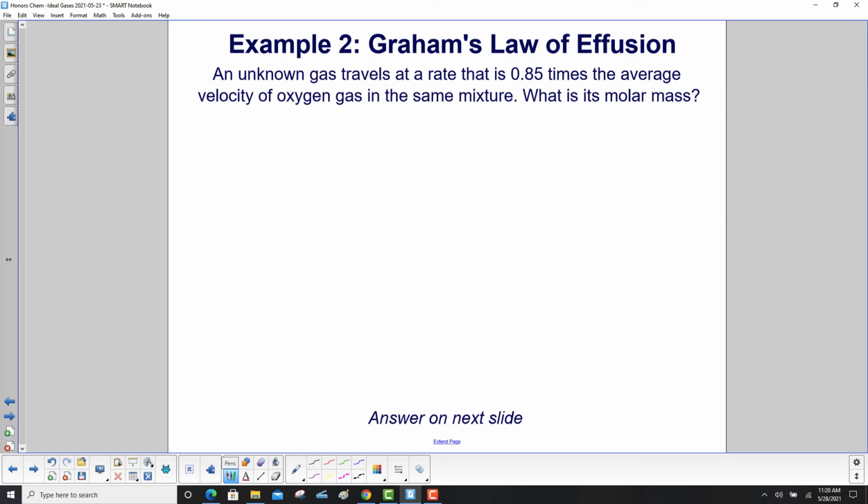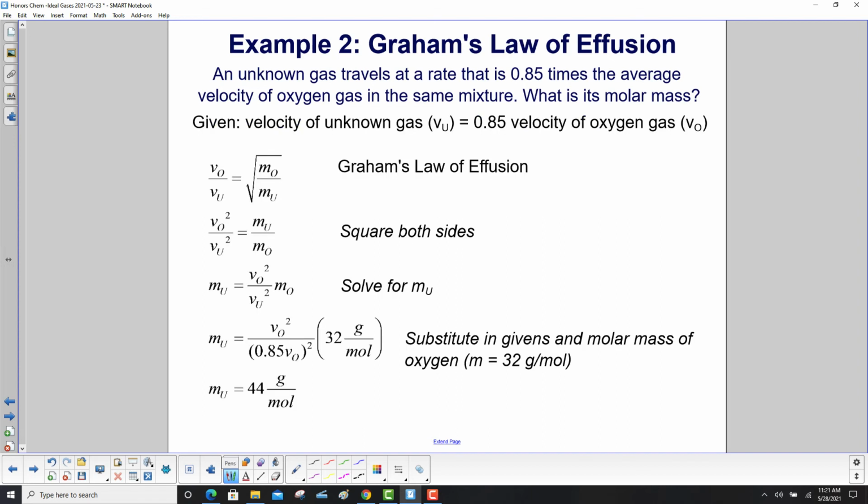An unknown gas travels at a rate that is 0.85 times the average velocity of oxygen gas in the same mixture. What is its molar mass? We are given the velocity of an unknown gas, which we will represent as V sub U, is 0.85 times the velocity of oxygen gas, which is VO. So we start with Graham's law of effusion. We never like dealing with square roots in equations, so let's go ahead and square both sides.